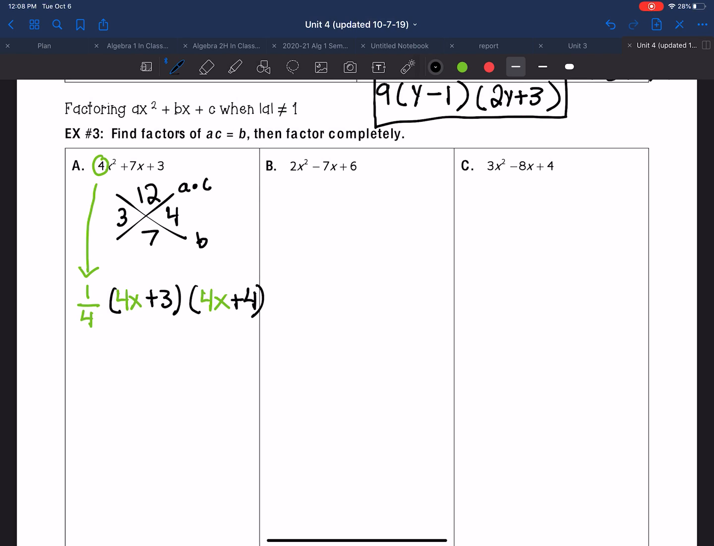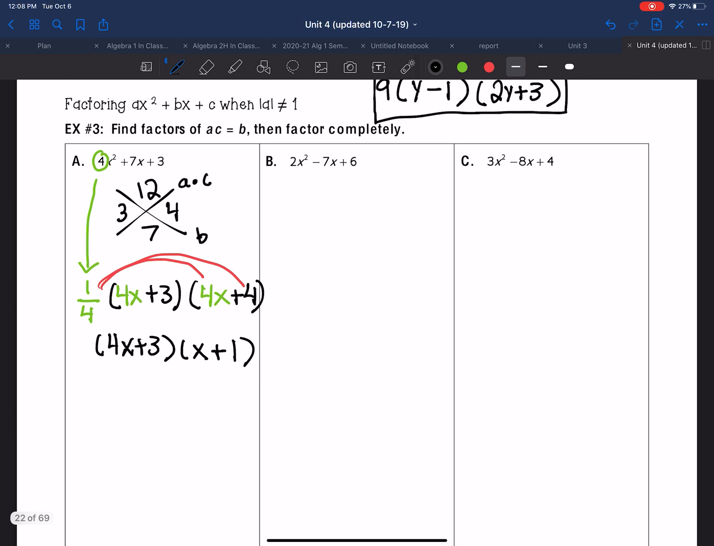The last thing I want to figure out is which of these binomials I can multiply this 1/4 into to make it cleaner. If I multiply this 1/4 into this binomial, 1/4 times 4 is just 1. That's going to clean it up a little bit, and then we can get rid of the fraction, because I don't like fractions. Remember, I'm only multiplying it into one of the binomials, not both. So this turns into 4x plus 3 on the left-hand side. 1/4 times 4x is just x, and 1/4 times 4 is just 1. So my factors are 4x plus 3 times x plus 1.